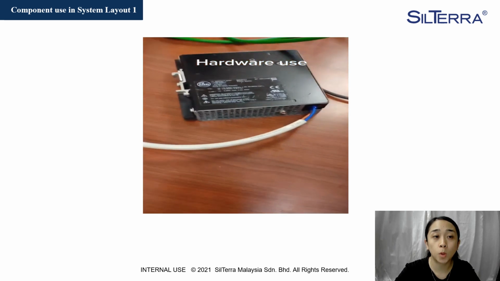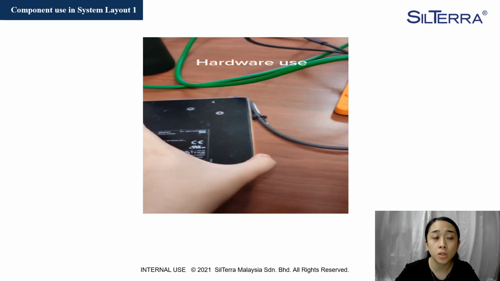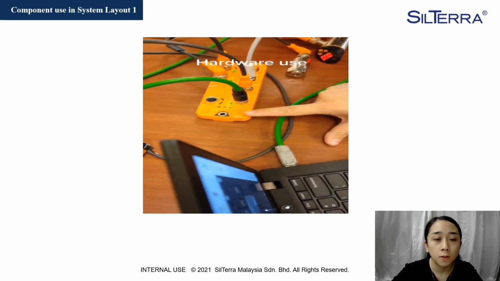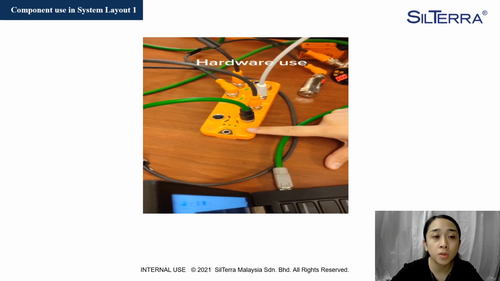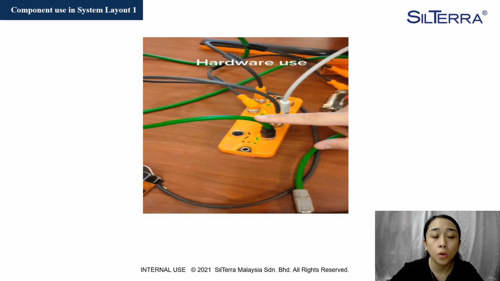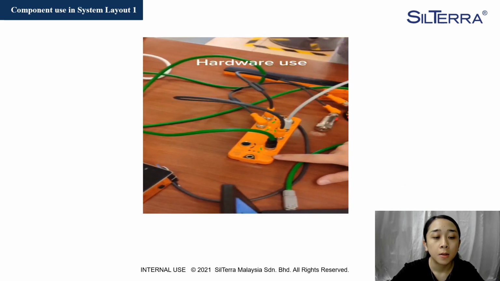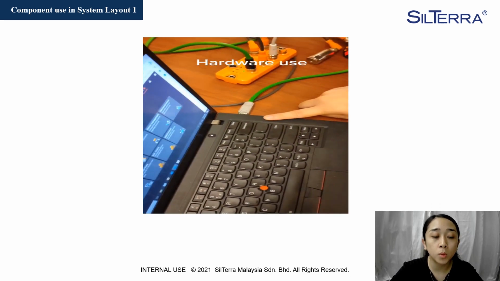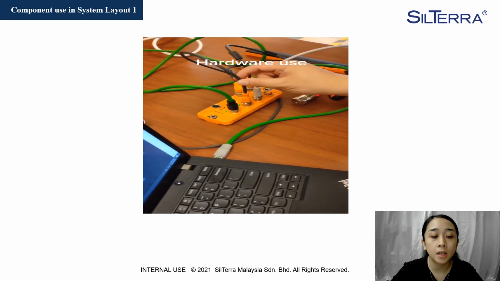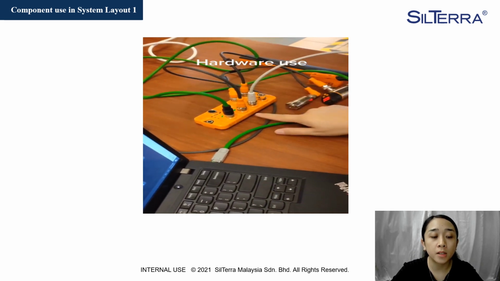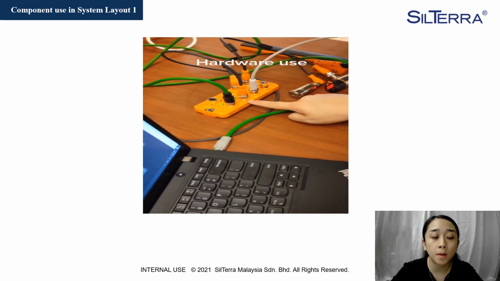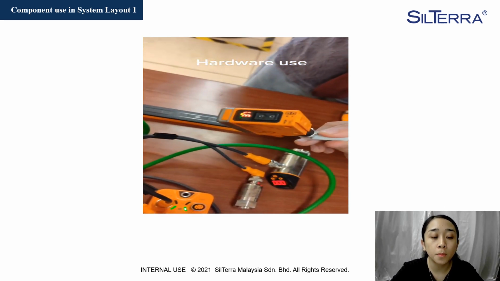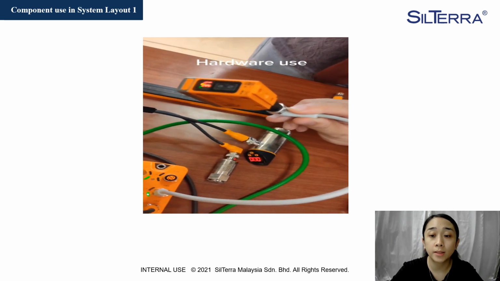Okay, so there are a few videos shown here. The first video is from component used in system layout 1. This video presents pre-testing of the hardware that will be applied in the project, where this hardware is based on the choice from the decision matrix. So this hardware is from component in system layout 1.